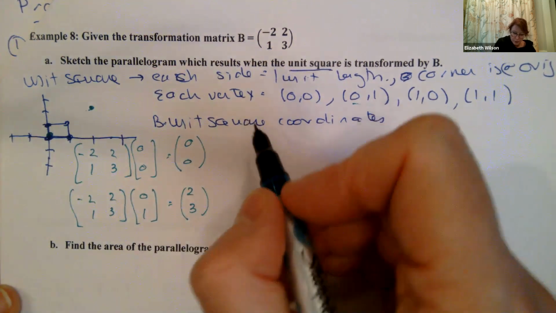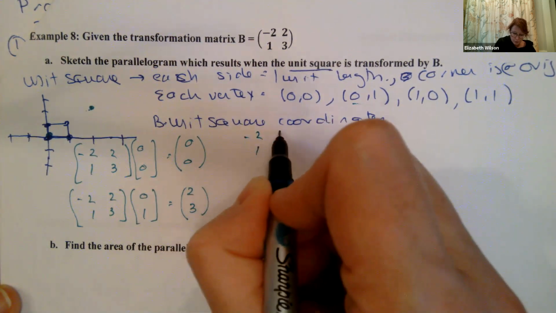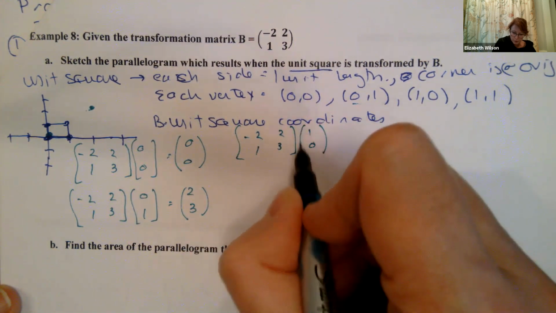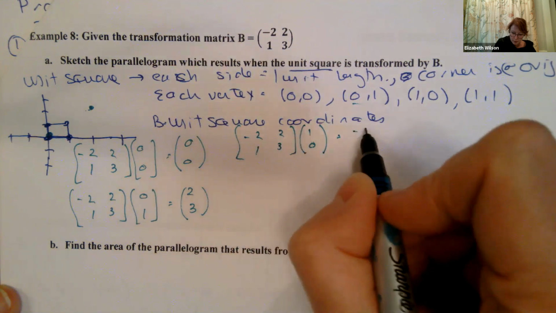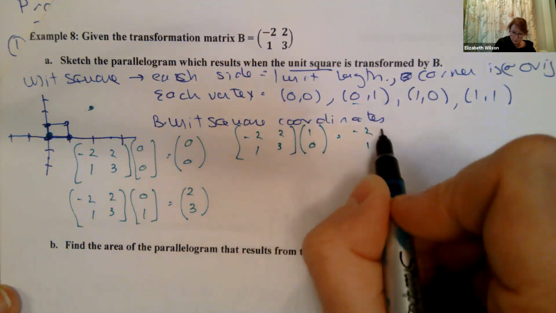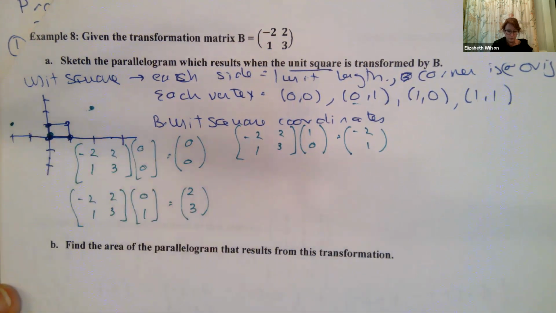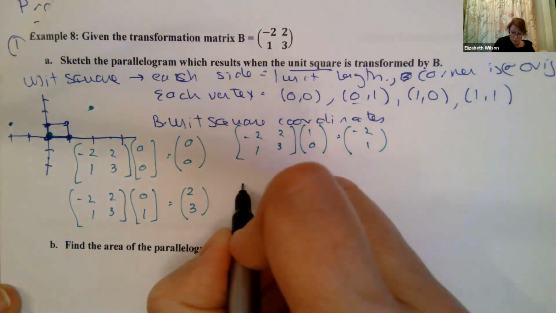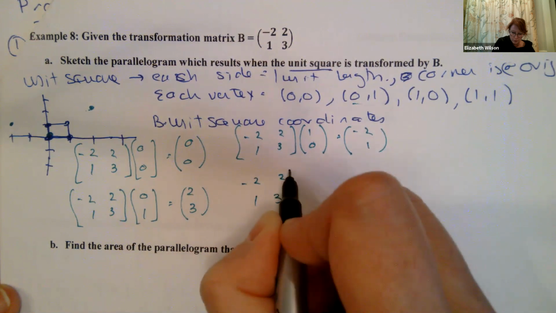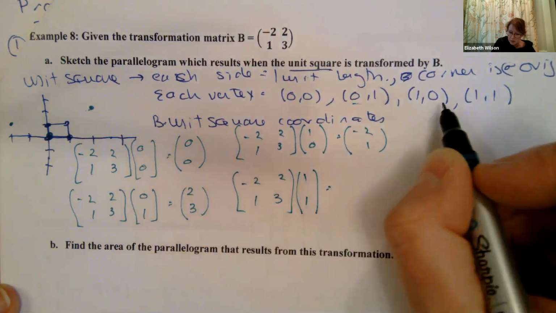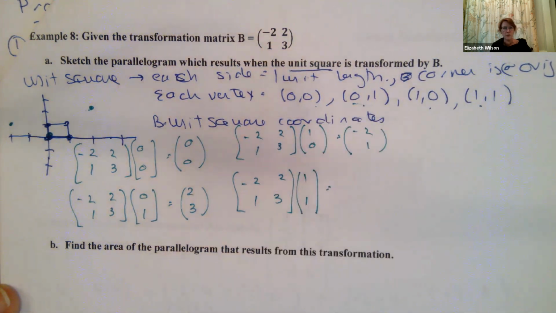Okay, now [-2, 2; 1, 3]. I'm going to transform (1, 0). So that's going to be -2, 1. Okay, so I'm going to go -2, 1. Okay, -2, 2, 1, 3. And I'm going to apply that to (1, 1). I'm doing it to each of these vertices, right?